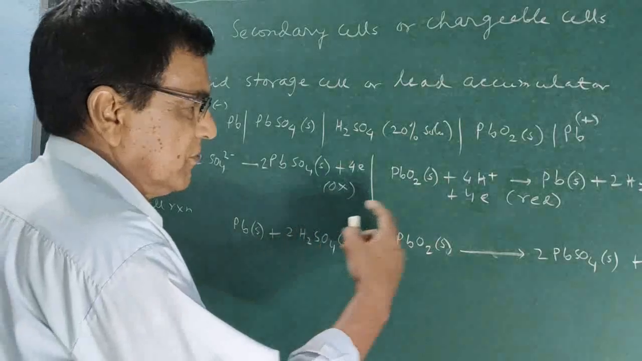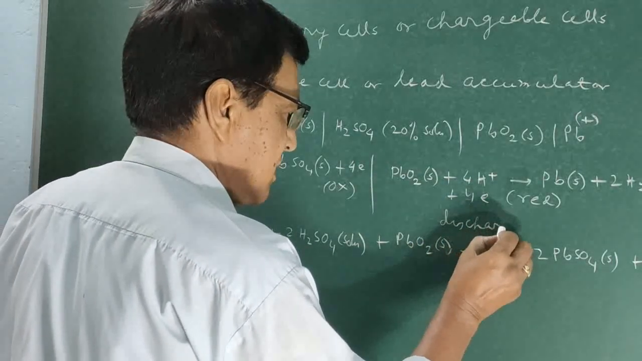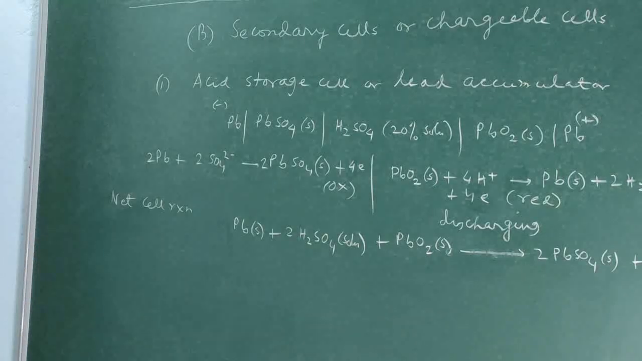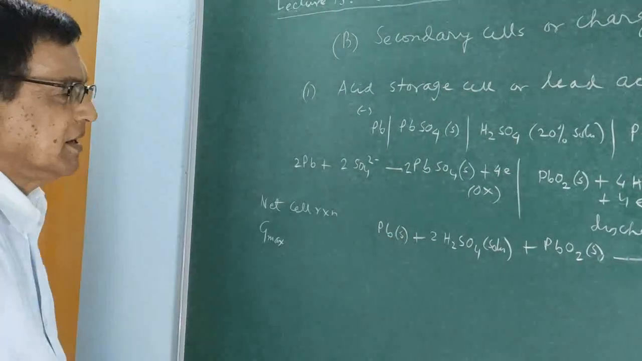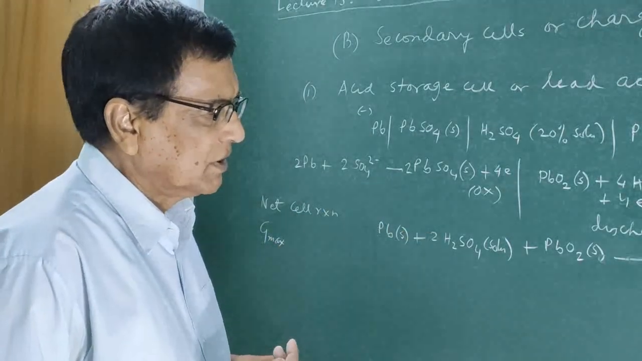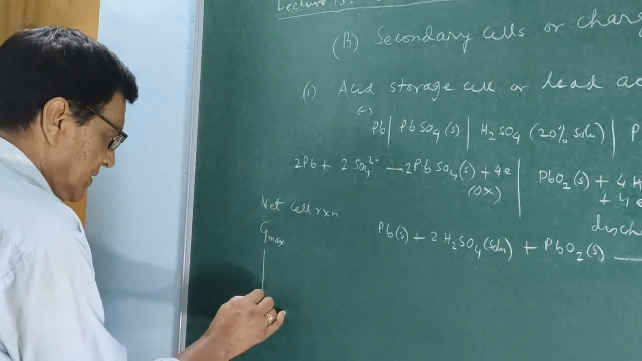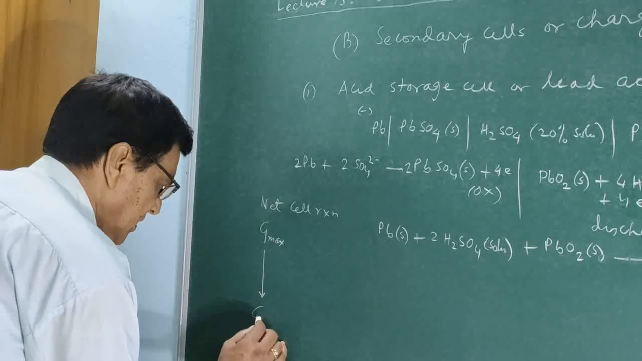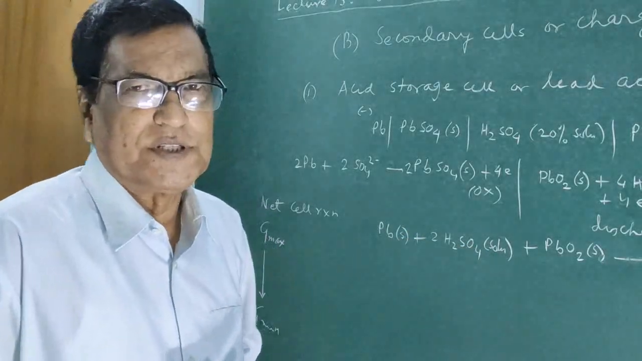Whenever this reaction occurs spontaneously, it is called discharging. At the starting point, the free energy of this cell is a maximum. As this cell continues to give electricity, its free energy decreases. When it attains equilibrium, the free energy G of this cell is minimum, and this cell will stop producing electricity.